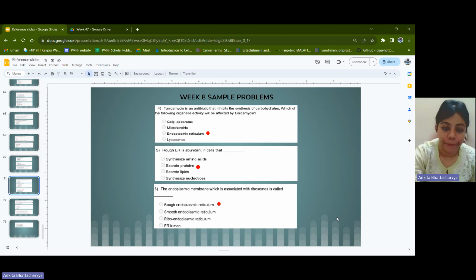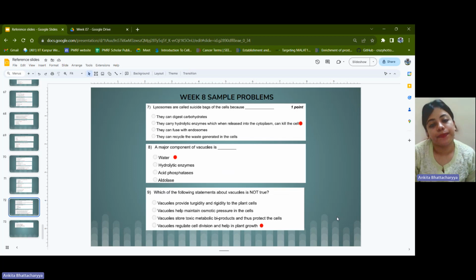That is option A. Then lysosomes are called suicide bags of the cell because A, they digest carbohydrates, B, they can carry hydrolytic enzymes which when released into the cytoplasm can kill the cell, C, they can fuse with endosomes, or D, they can recycle the waste that is generated in the cells. So obviously option B is the correct option, that they can carry hydrolytic enzymes that can be released into the cytoplasm.